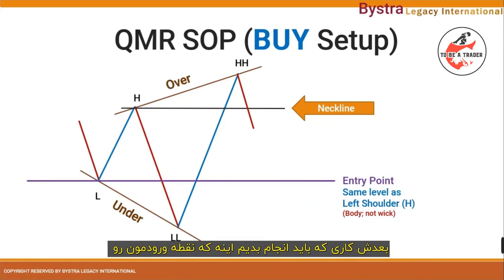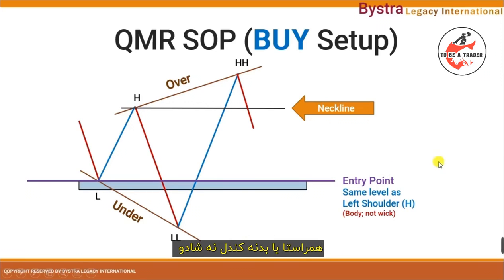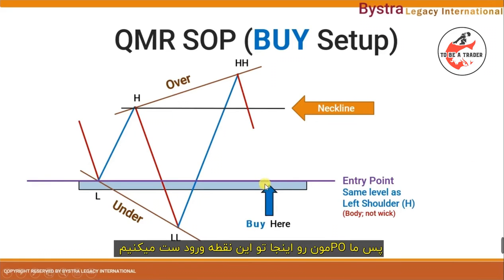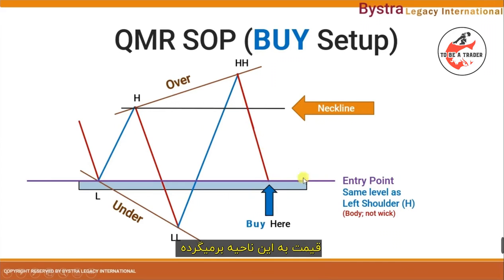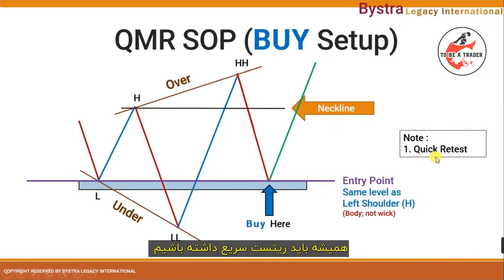Next thing we should do is mark the entry point at the same level as the shoulder on the left side, at the body and not at the wick. We mark the zone all the way to the wick for ease of monitoring. So we'll set our PO at this entry point here. When price comes back to this area, it will continue to go upwards. So remember, once again, it must always be on a quick retest.